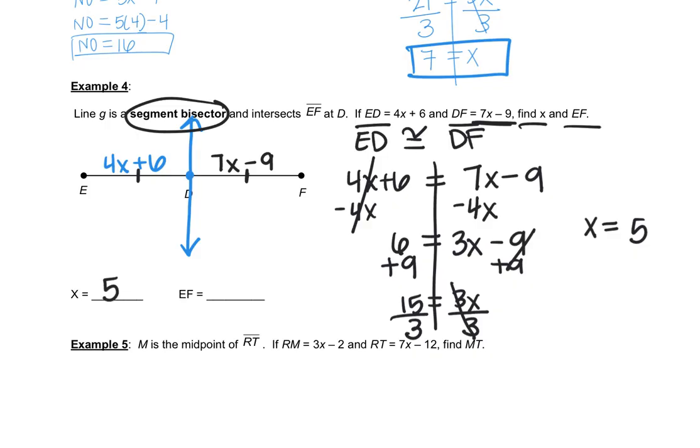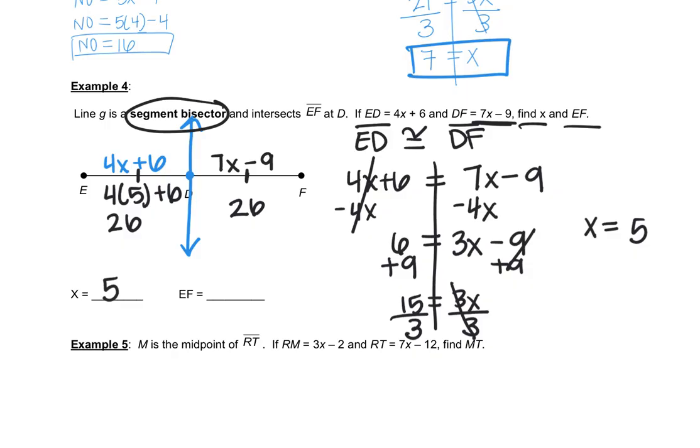My goal is to find E to F. I don't have a whole part for E to F as an expression, but I do know each little part, and they are equal to each other. So I'm going to replace my x with my 5 for one of the parts. Let's do 4x plus 6. So I'm going to do 4 multiplied by 5, and add 6. From E to D, it's a distance of 26. From D to F, since they're equal parts, it's also 26. I could replace it if I wanted to. It should still give me 26, but they're equal parts.